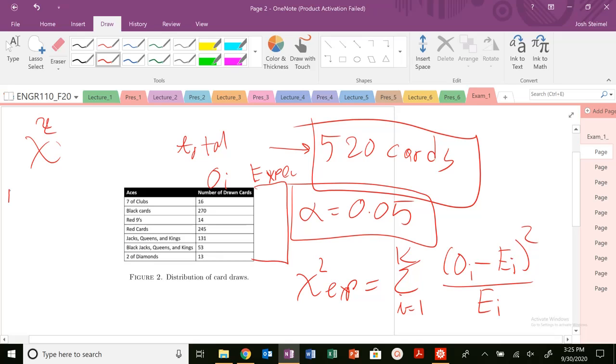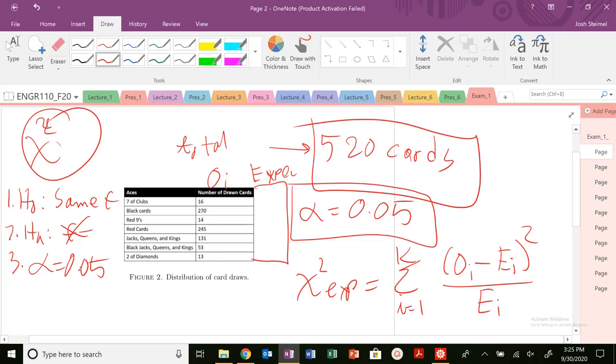We're going to do our hypothesis testing. First, our null hypothesis is the same frequencies, and our alternative is different, so the frequencies are not equal. Third, the significance level is alpha equal to 0.05. What type of test is this: two-tailed, left-tailed, or right-tailed? Well, it's chi-squared, so we know it is a right-tailed test. We will be looking at a figure coming up soon. So we need to calculate our chi-squared experimental.